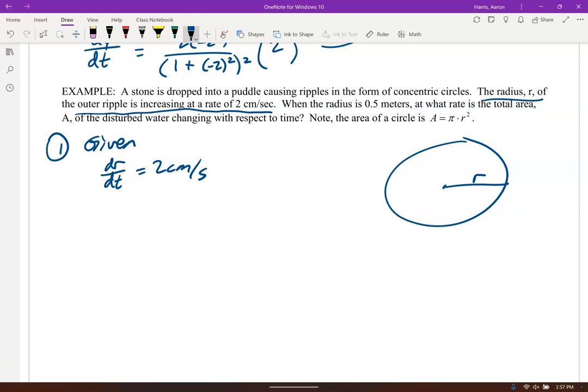When the radius is 0.5 meters, at what rate is the total area changing with respect to time? So what's dA/dt? How much is the area changing over time, right? How much is the area changing? Well, hopefully you notice these units aren't agreeing. I have a radius of 0.5 meters and a dr/dt of 2 centimeters per second.